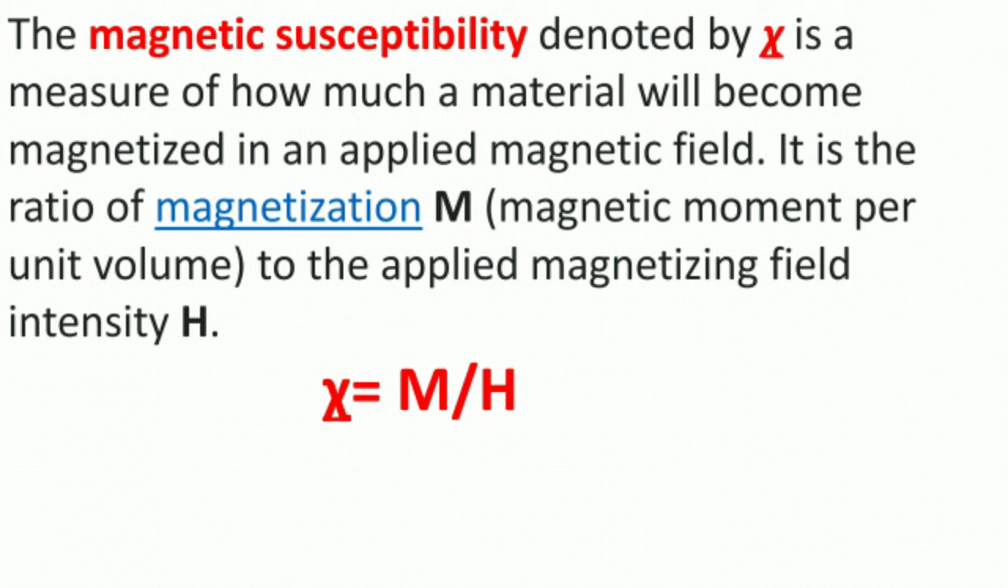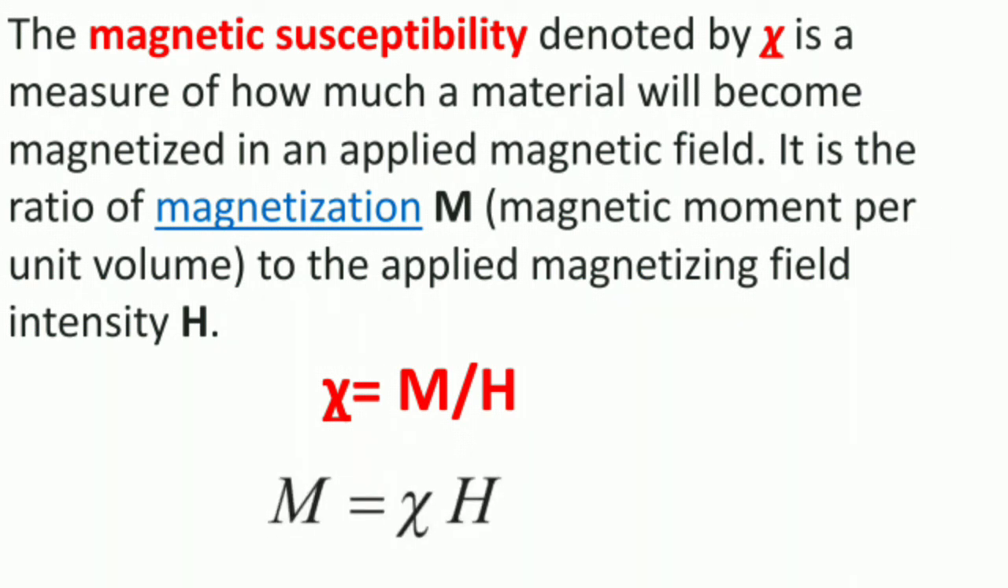So basically magnetic susceptibility is the ratio of magnetization to the applied magnetizing field intensity, that was H. So basically we can say that chi is equal to M upon H. Magnetization and magnetic intensity have the same dimension, that's why chi is a dimensionless term.